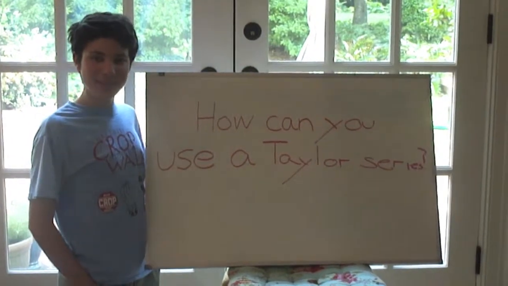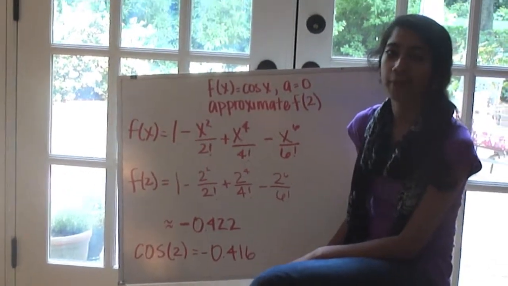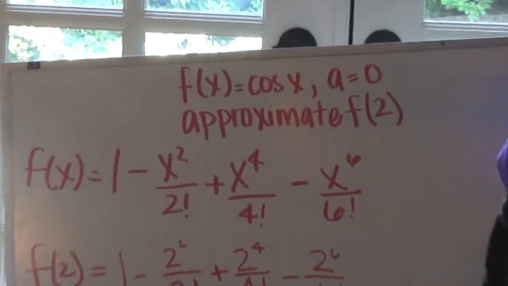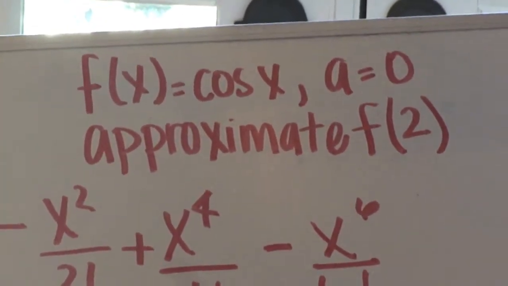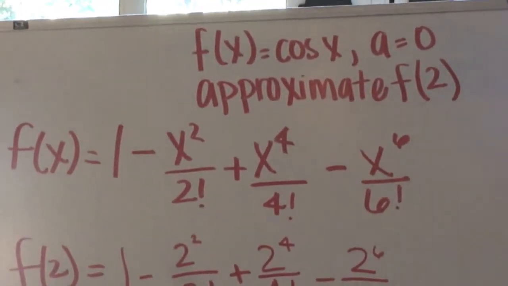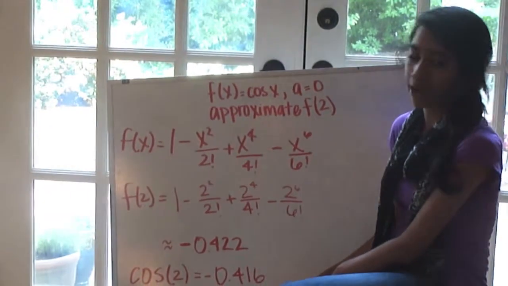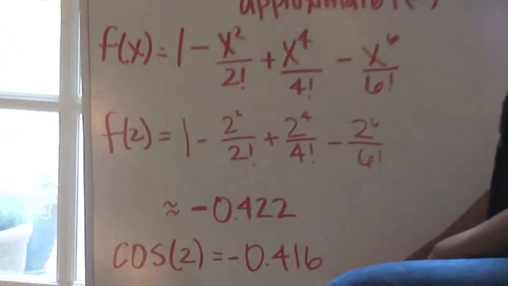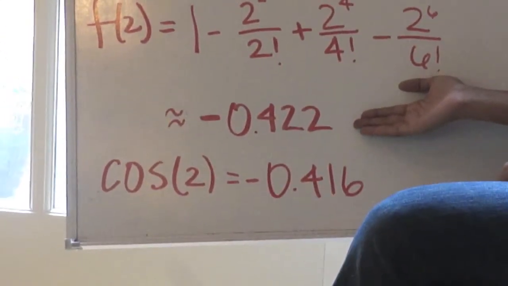How can you use a Taylor series? You can use a Taylor series to approximate the value of a function at any given point. For example, using f of x equals cosine of x at a equals 0, we can approximate f of 2. You do this by first writing f of x, which is simply the Taylor series for cosine x, 1 minus x squared over 2 factorial plus x to the 4th over 4 factorial minus x to the 6th over 6 factorial. Then you plug in 2 for x, and you simplify to get negative 0.422.